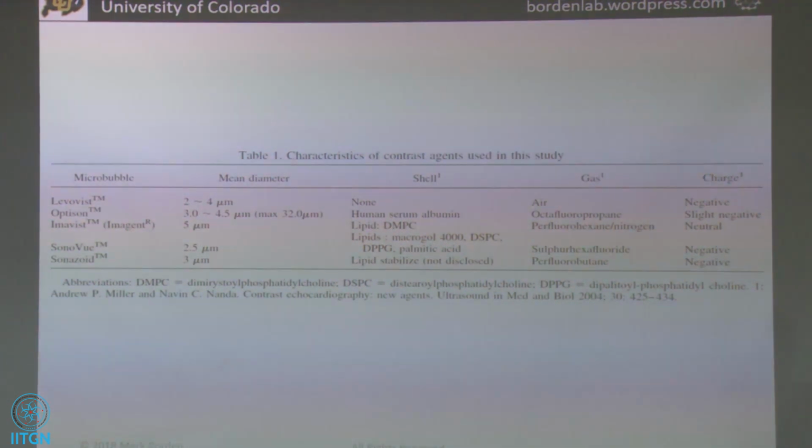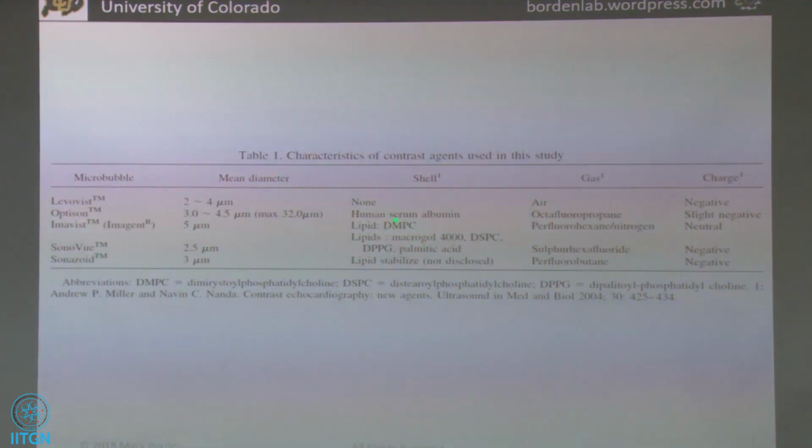Imavist, or Imagent. Imagent is a really interesting one. It's been FDA approved, but it hasn't been marketed. So it's a really interesting agent that's been approved, but isn't out there. Larger diameter, 5 microns. The lipid is DMPC, which is quite interesting. So it's used as a shorter chain lipid. And it doesn't have an emulsifier, which is another interesting thing.